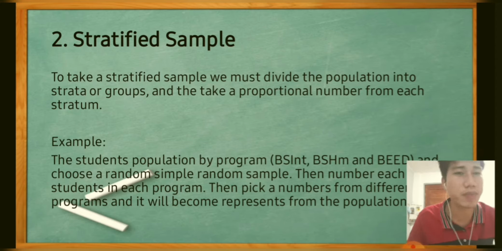For example, in BIS-INT, say there are 200 students. I will write all the students in BIS-INT and also in BIS-HM and BEd. And then I will randomly pick numbers, and those students whose numbers are picked will become the sample of the group. So, that is stratified sample. We take the groups from BIS-INT, BIS-HM, and BEd, and then we sample by group. Unlike in cluster, where the whole group becomes the sample.